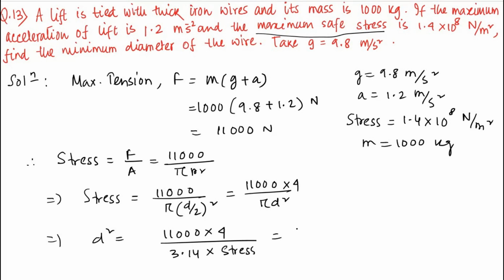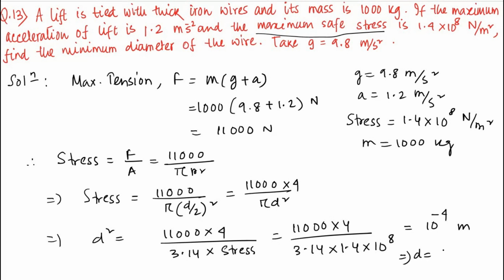So 11,000 into 4 divided by 3.14, and the value of stress is 1.4 into 10 to the power 8. After calculating this, we'll get d square equal to 10 to the power minus 4, and that means d is equal to 10 to the power minus 2 meter, which is 0.01 meter. So this is our answer. The minimum diameter of the wire is 0.01 meter.